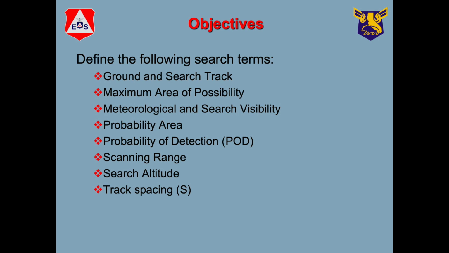So we're going to define the following terms: ground and search track, maximum area of possibility, meteorological and search visibility. Some of these you already talked about. Again, we're re-emphasizing certain things by repetition. The probability area, probability of detection, scanning range. Remember, we already talked about that. Search altitude, we already talked about. We haven't really talked about track spacing per se, although we've alluded to it.